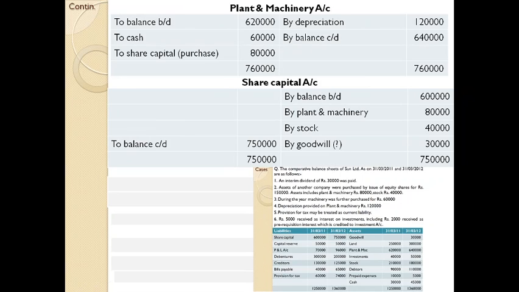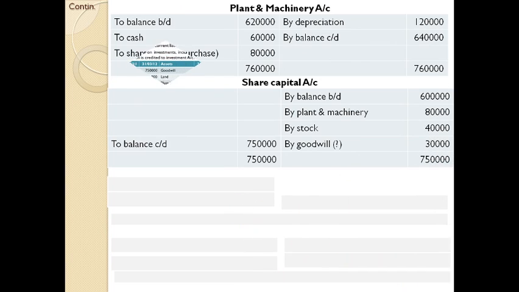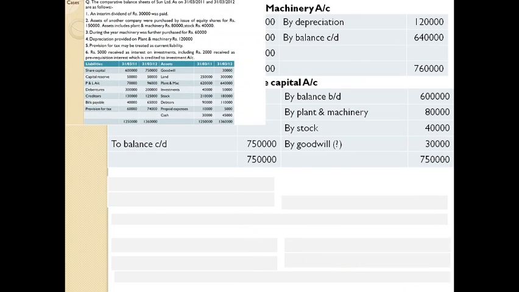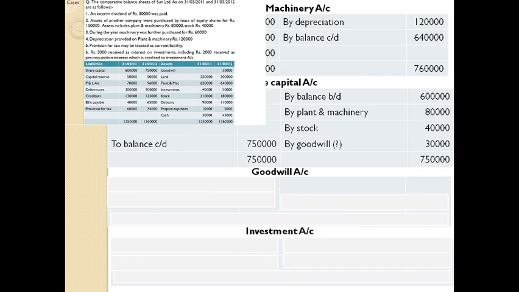Next account you have to prepare is goodwill account. Because in the question there is an opening and closing amount or details given. Here opening no amount is given, only closing is given. Still you have to prepare goodwill account. So we know how to prepare a goodwill account, and it begins with opening balance. There is no amount, so let it remain blank.